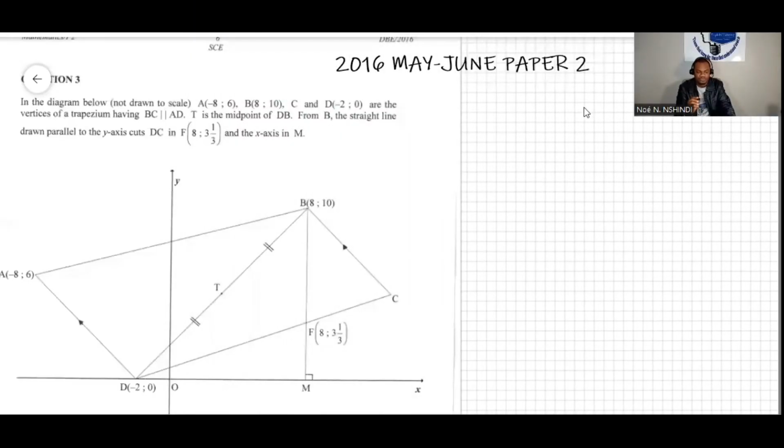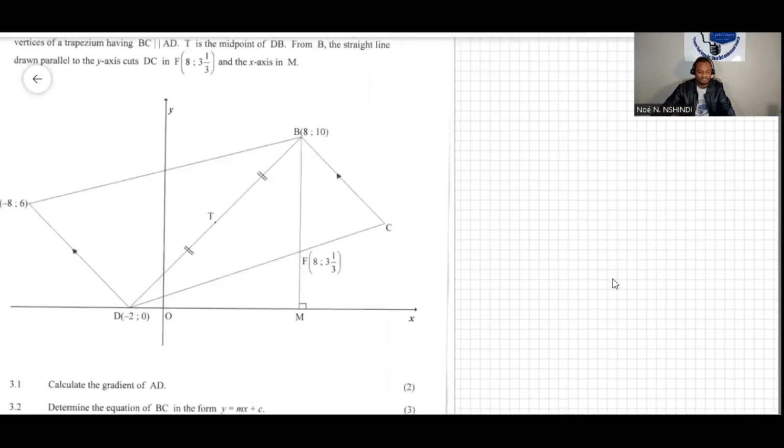Well, we have the question here, question 3. The question says, in the diagram below, not drawn to scale, A, B, C, and D are the vertices of a trapezium having BC parallel to AD. T is the midpoint of DB. From B, the straight line is drawn parallel to the y-axis. The y-axis cuts DC in F and the x-axis in M.